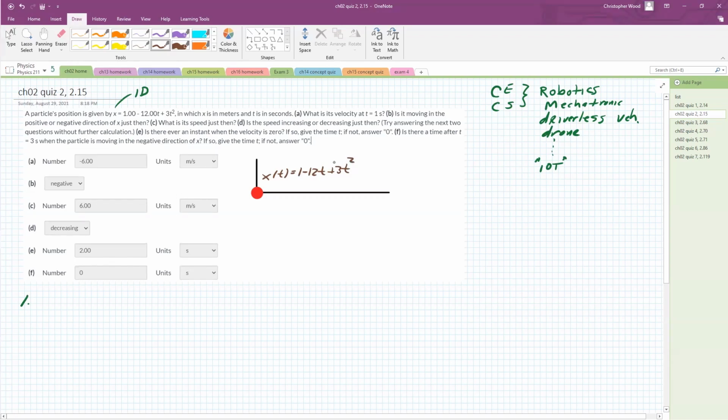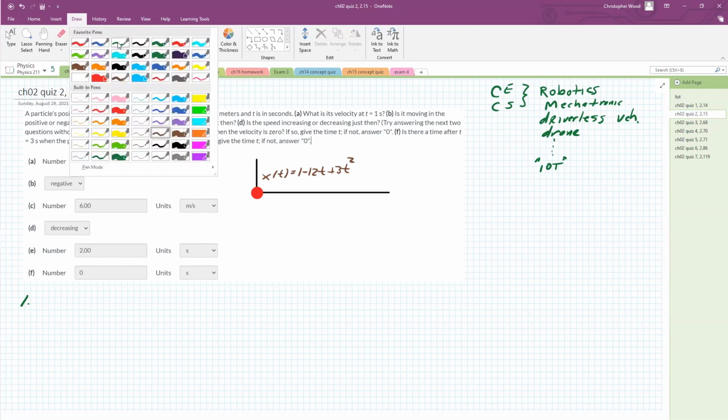And think of cruise control. Think of the Mars Perseverance lander that's roaming around on Mars. There's just a ton of things that are moving according to some programmed algorithm, which is basically just having this function exist in software. Okay, so question number one, what is the velocity at 1 second? Well, so far this seems pretty easy.